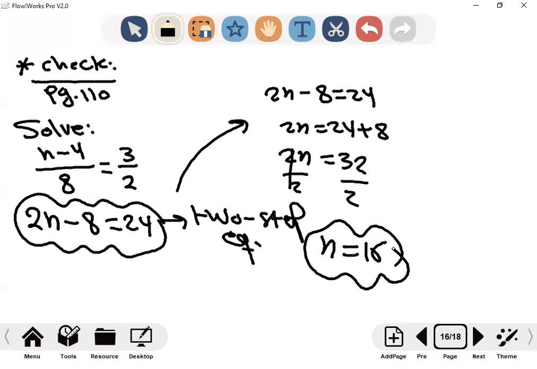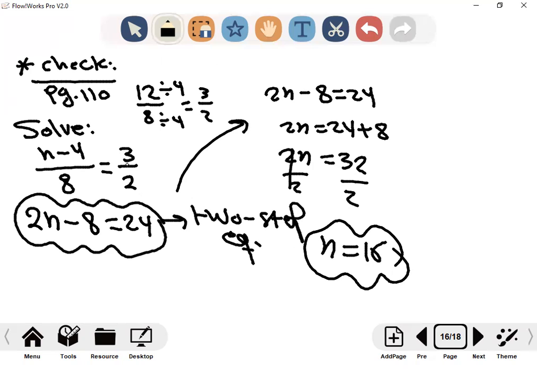Now n is 16. Let's check our answer. How do we check our answer in a proportion? Same idea as the equation. Take this 16 and put it here. 16 minus 4, 12. 12 over 8. Is it equal to 3 over 2? 12 over 8, you can divide up and down by what? In simplest form, it will be 3 over 2, which is the same. Right. This is part A. So select A, please.